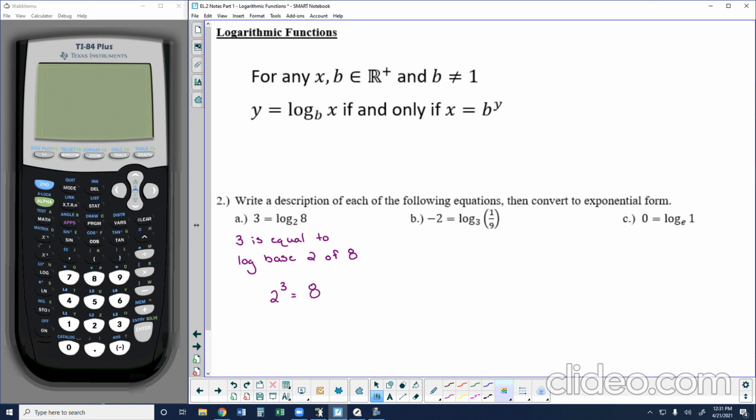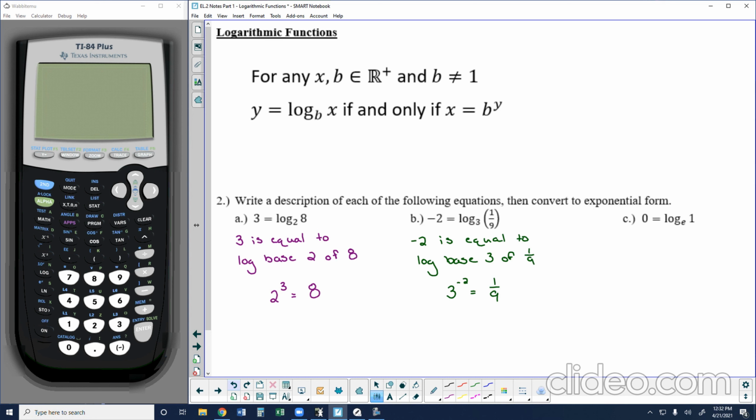So in B, I could describe this as negative 2 is equal to log base 3 of 1 over 9. And if we want to put this into exponential form, our base is 3. The output of the logarithm becomes the input of the exponential, which is the exponent. And the input of the logarithm becomes the output of the exponential function, which is 1 over 9. And again, we know that 3 to the negative second power is 1/9.